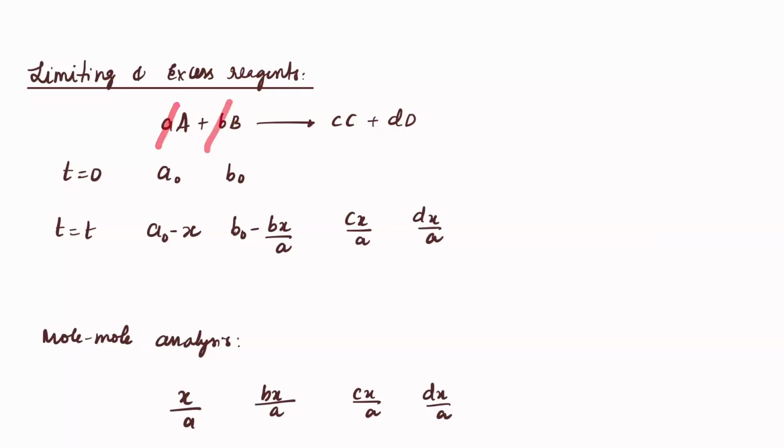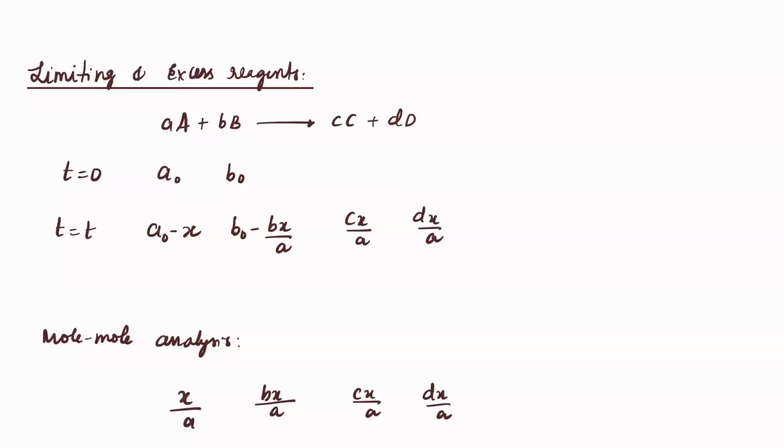That is, for A moles, if B moles are supposed to be consumed, then for X moles, Bx by A should be consumed. So B naught minus Bx by A is the number of moles left over, and this will be the leftover number of moles of A. And Cx by A is the number of moles formed here, and Dx by A is the number of moles formed here. That is again based on the A to C ratio and A to D ratio. So every time a reaction happens, it will go in this way.